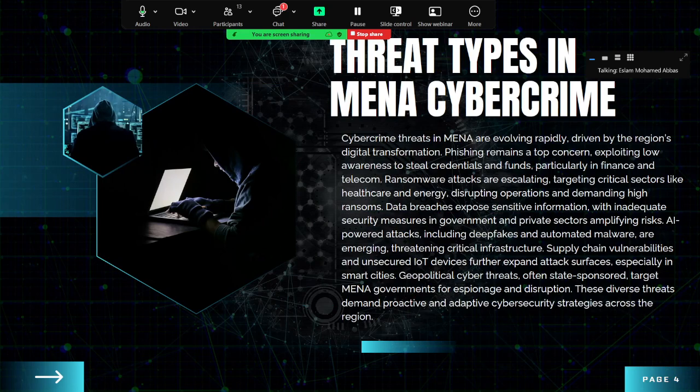We will find a lot of threat types in the MENA region, like APT groups and other hacking groups that can carry out phishing or ransomware attacks. These two attacks are rapidly increasing in our MENA region, especially phishing attacks, which depend on exploiting the low awareness of many citizens of the MENA region. From this exploitation of low awareness, they can steal credentials and a lot of financial reports or financial data.